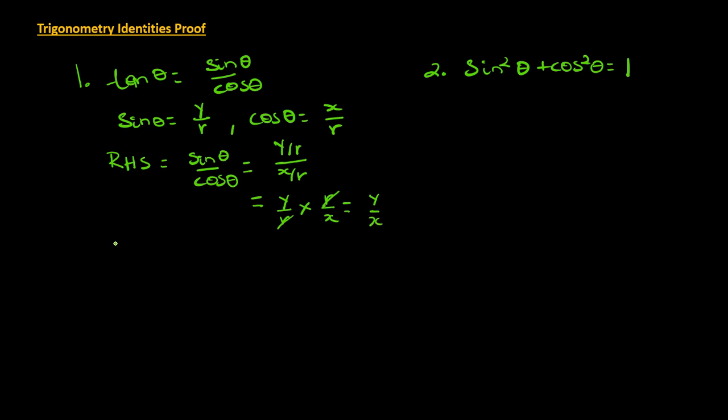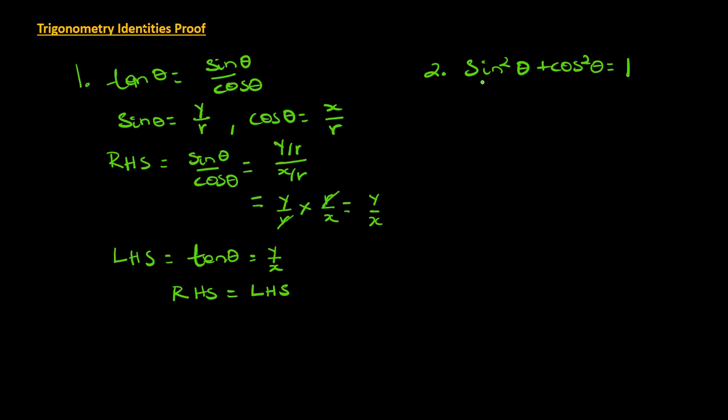But the left hand side is tan theta, and we know that tan theta is equal to y over x. So we have right hand side is equal to left hand side, and that identity is proved.